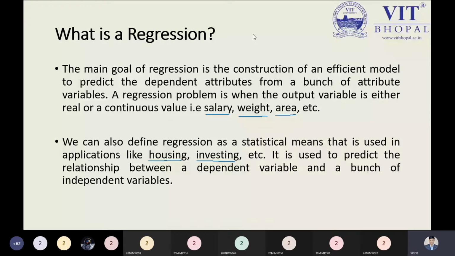So your investment amount would be the dependent variable. That is the point we have to understand properly. So this is just an idea about regression that we have discussed right now. This is the point. This is an example I need to discuss over here.